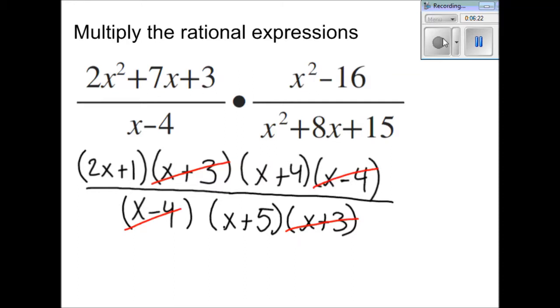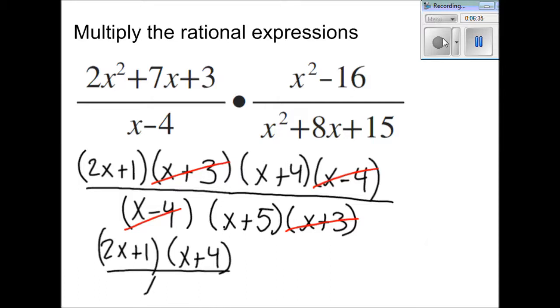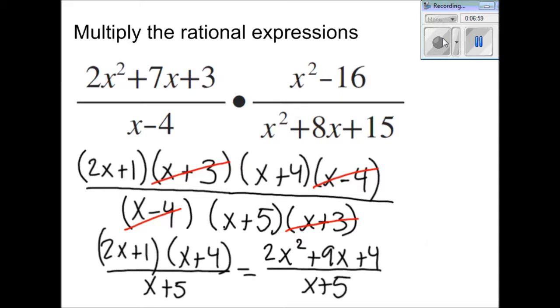So what's left over is a 2x plus 1 on top with an x plus 4, all over an x plus 5. And typically we don't like to leave these as factors. We want to multiply them out to get our final answer. So this would be 2x squared plus 9x plus 4 all over the x plus 5.